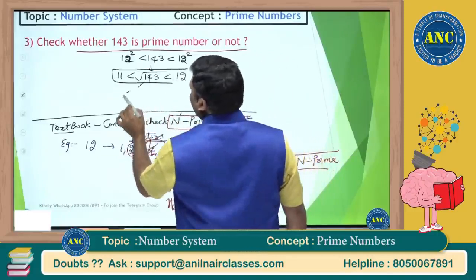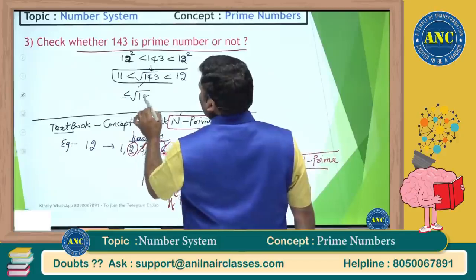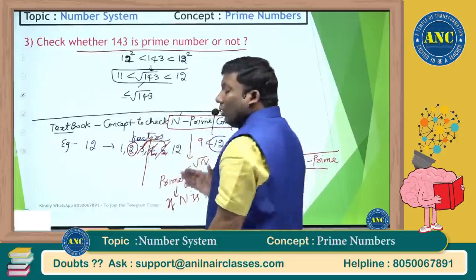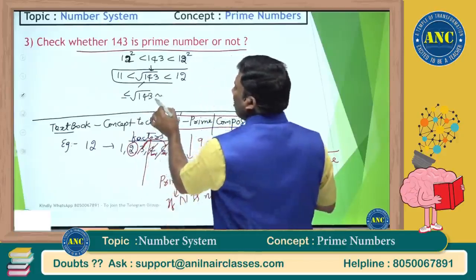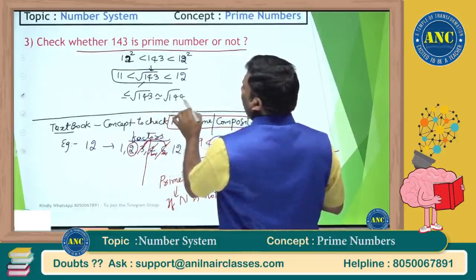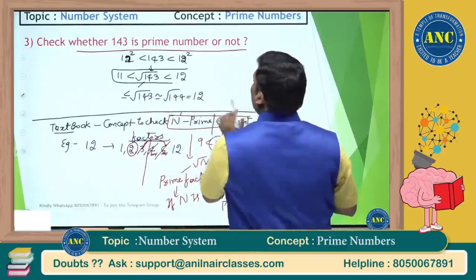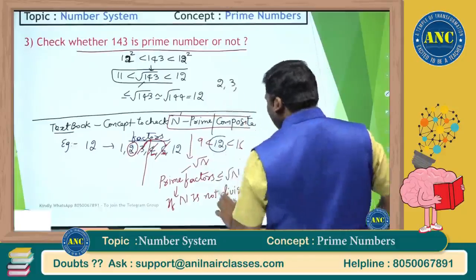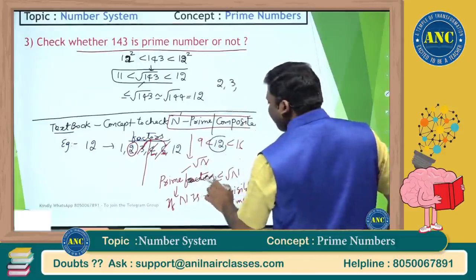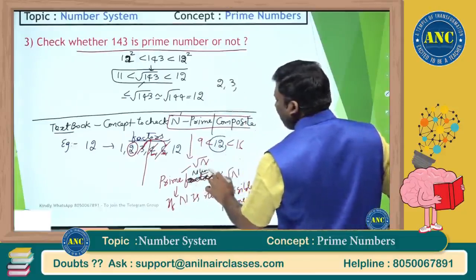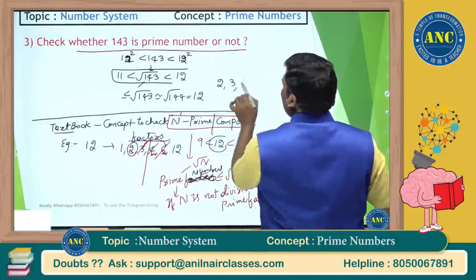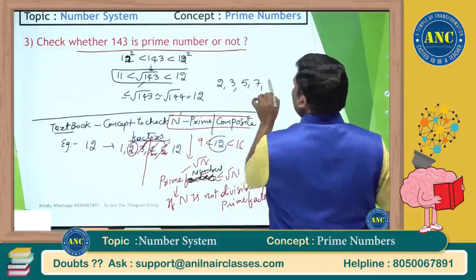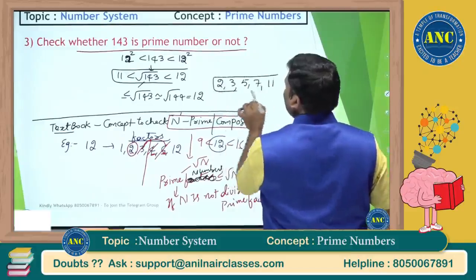Take all the prime numbers less than or equivalent to root 143. Root 143 is closer to root 144, which is 12. What are all the prime numbers? Sorry, prime numbers, not prime factors. Prime numbers: 2, 3, 5, 7 and 11.